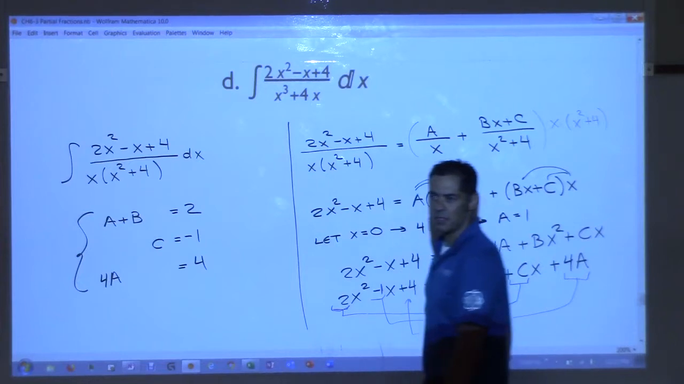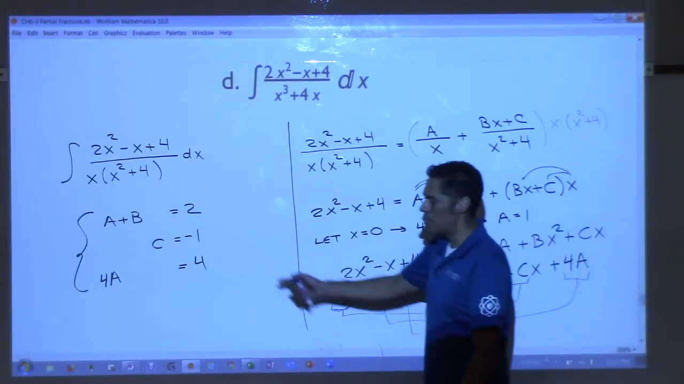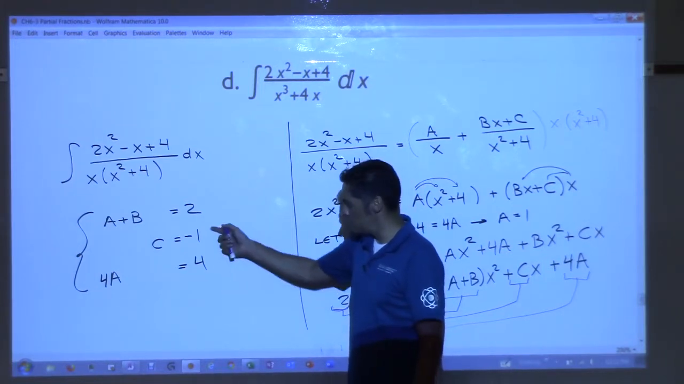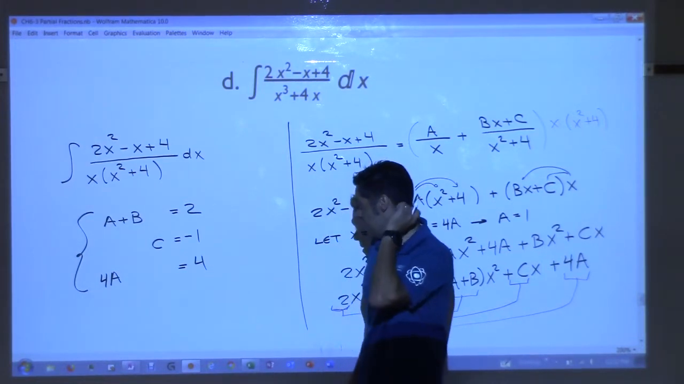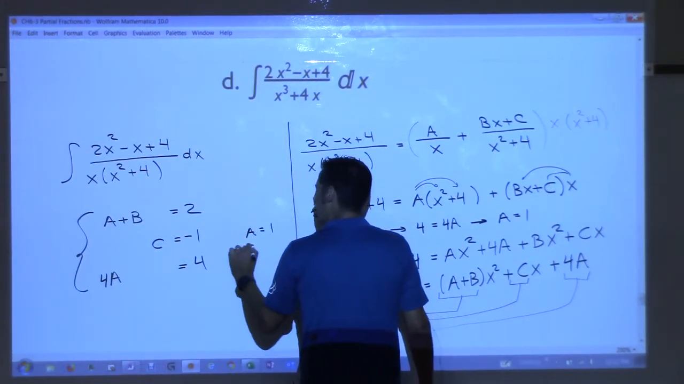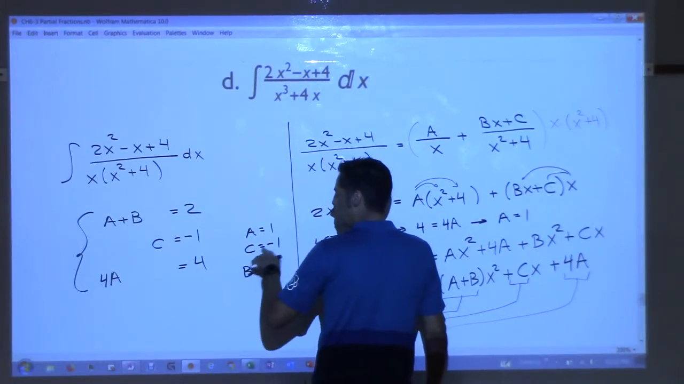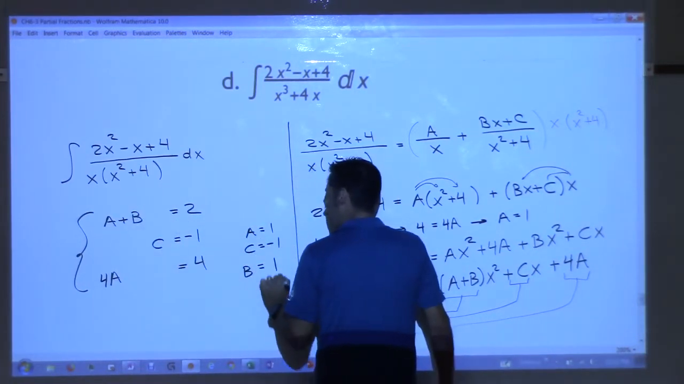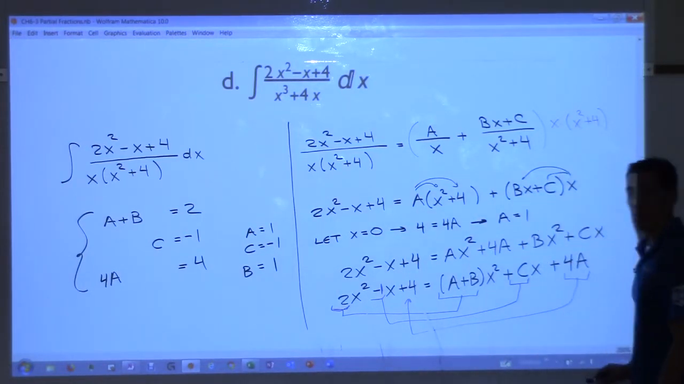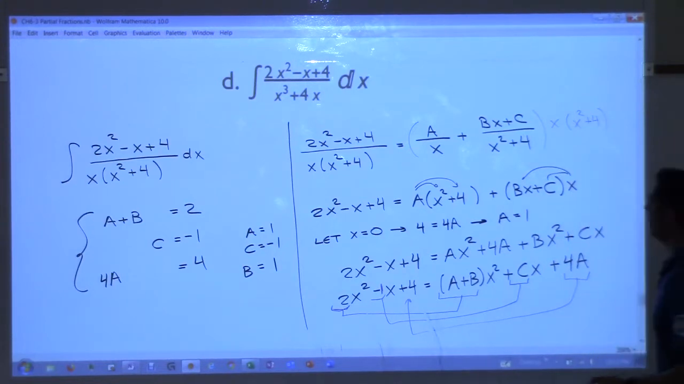But it's a very easy system of equations to work with, right? We know what c is. We know what a is. So to get b, we plug in. We know a is 1, we know c is negative 1, and to get b, we just plug in 1 into there, so b is 1, right? That's it. The partial fraction is done.